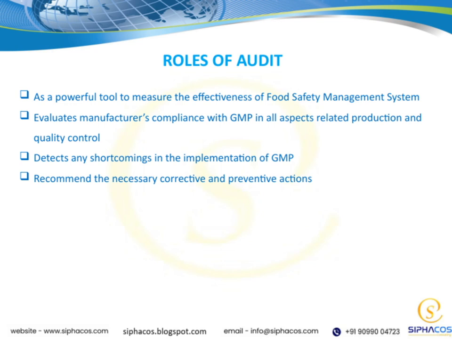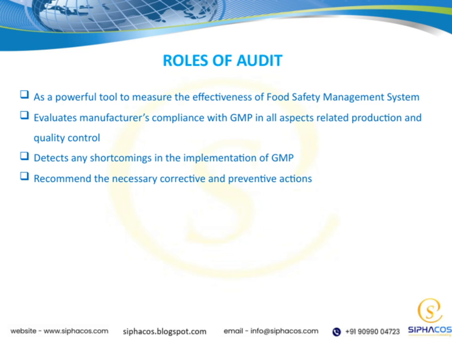Audits serve as a powerful tool to measure how effective the entire food safety management system really is. They help us see whether the system is working as it should and identify areas that might need improvement. One of the key functions is to evaluate the manufacturer's compliance with good manufacturing practices, or GMP. This evaluation covers all aspects related to production and quality control, ensuring that every step aligns with established standards.